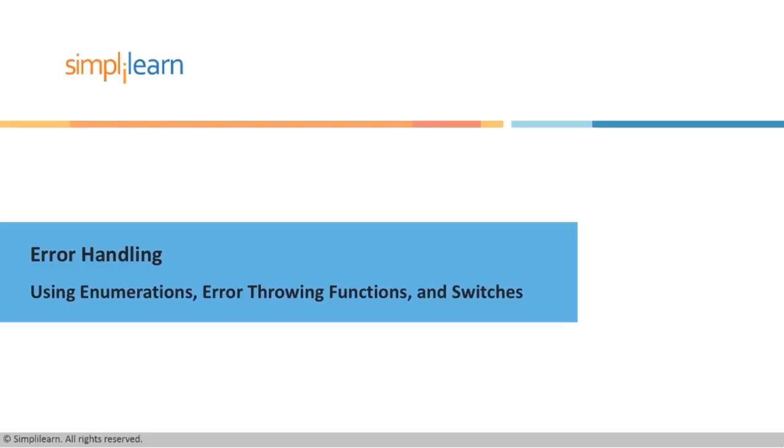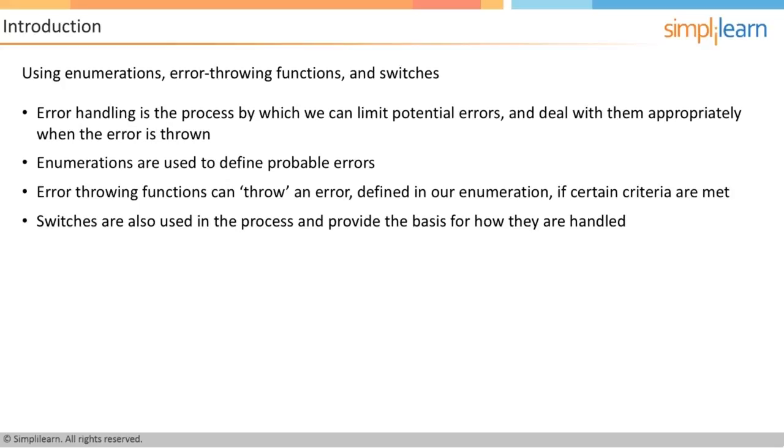Okay, so as we said in the last video, we're going to talk about error handling now. And we're going to be using enumerations, error throwing functions, and switches. But what do we mean when we say error handling? Well, error handling is the process by which we can limit potential errors and deal with them appropriately when the error is thrown. And in the process, enumerations are used to define probable errors, and error throwing functions can, as we say, throw an error defined on our enumeration if certain criteria are met. And we also use switches in the process, and they provide the basis for how the error is actually handled.